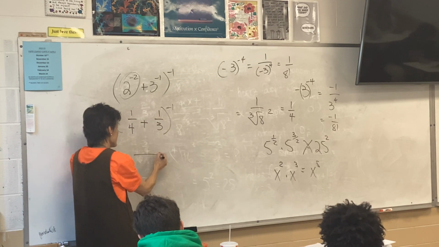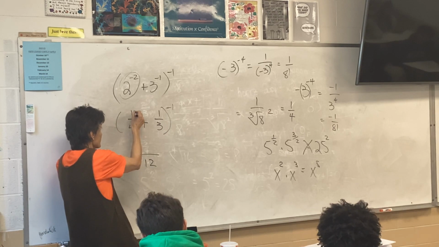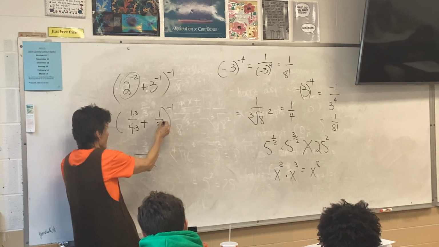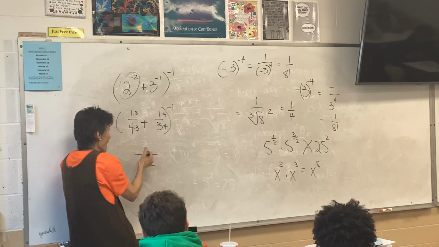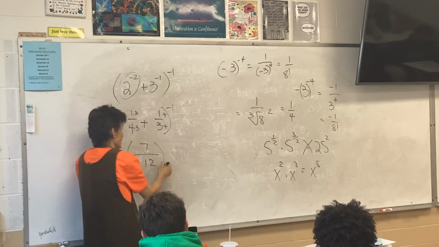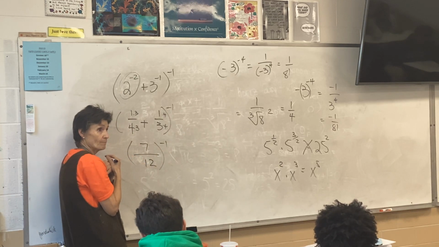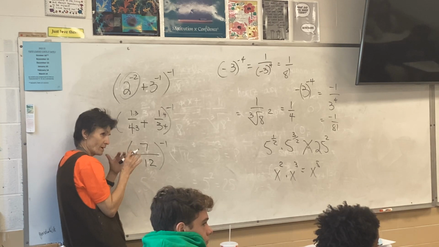So I'll get a common denominator. So this will be 3/12, and that will be 4/12. So when I add them, I get 7/12 to the negative first. 12 over 7. Cindy, are you okay? Yeah. You do it all one way around. Right?